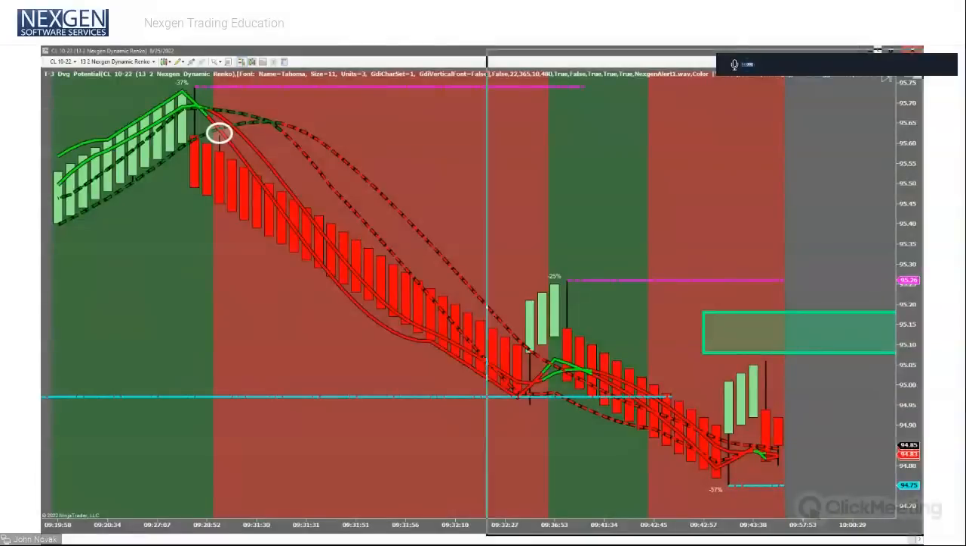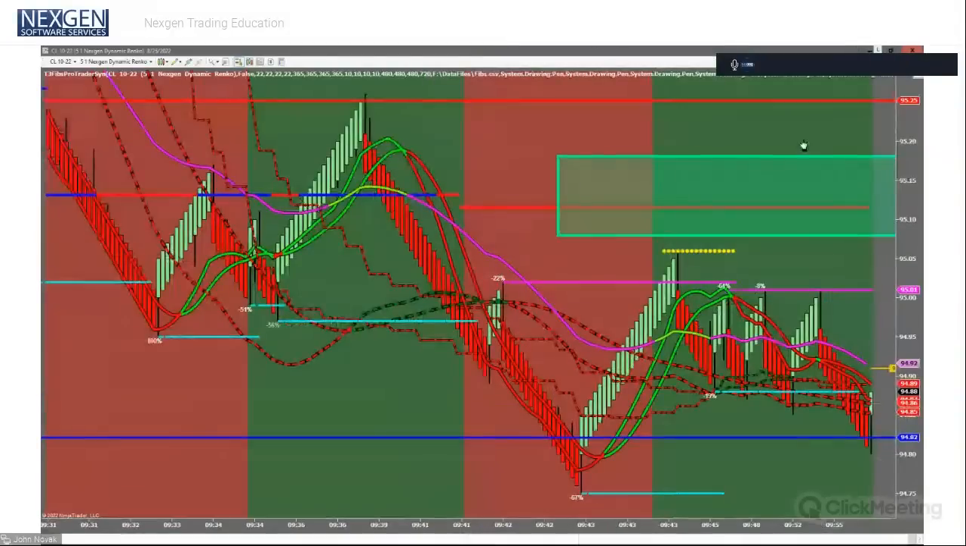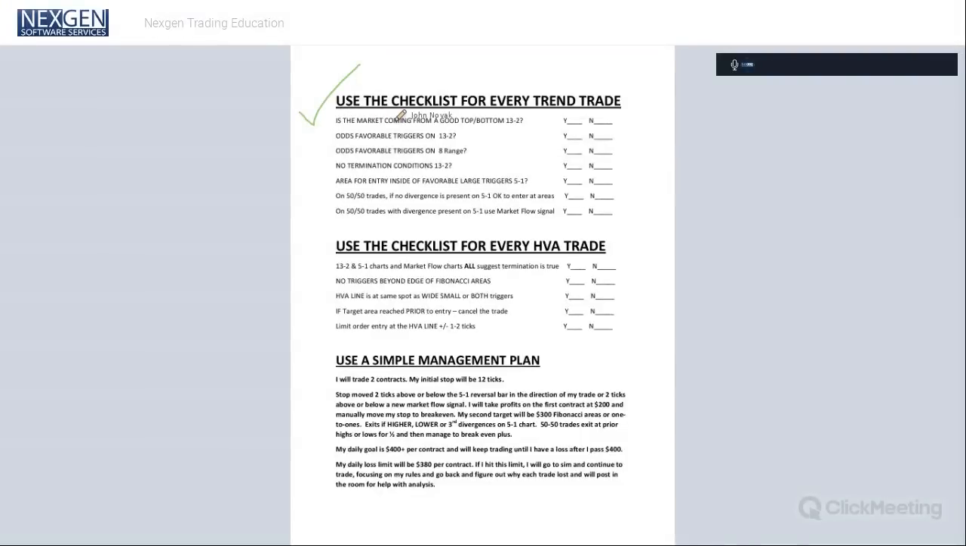All right, questions. Now, the second part of our checklist, let's go through it together, okay? Are you ready? I'm going to clear all this off of here. So let's start with this up here. Does everybody understand the concept of, is the market coming from a good top or bottom? Are you coming from a fib area? Are you coming from a spot that may hold? Right? A good fib top, good fib bottom.